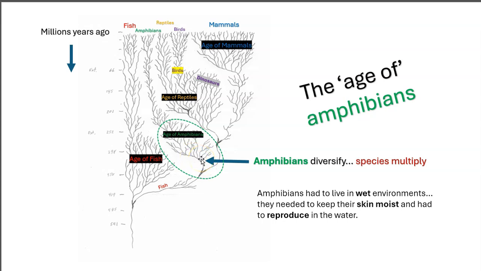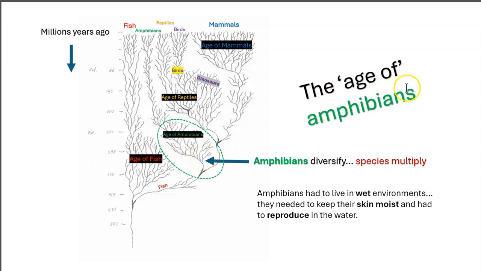So again, how does one species turn into multiple species? Members of one species spread out into different environments, and then natural selection will favor different adaptations to suit those different environmental demands. So we get lots of new amphibian species evolving here, but all of them had to live in wet environments. They couldn't live too far away from water. They needed to keep their skin moist and had to reproduce in water as well. So amphibians were limited in their range. They were successful, they dominated the land, but they were limited in their range.